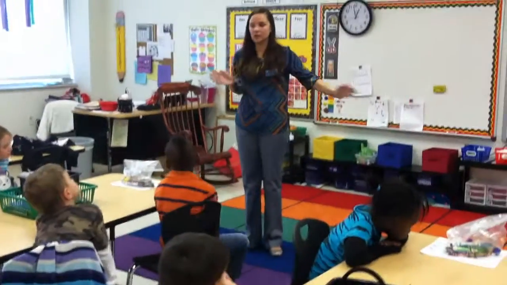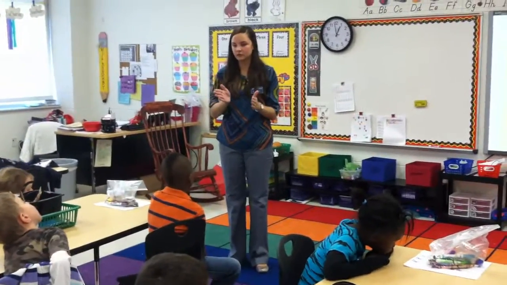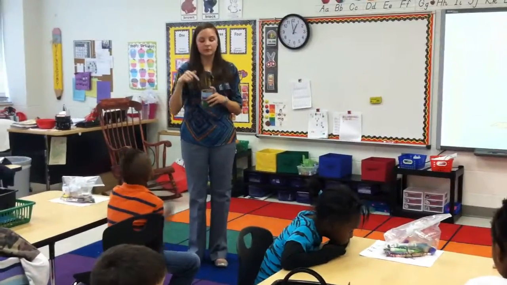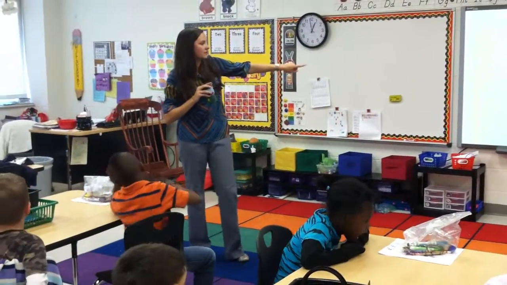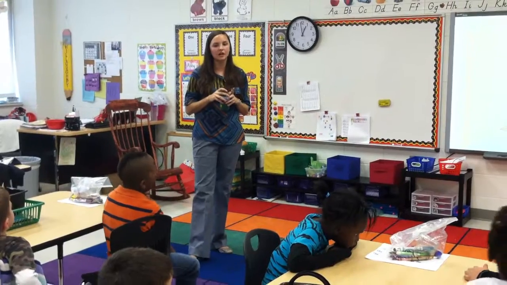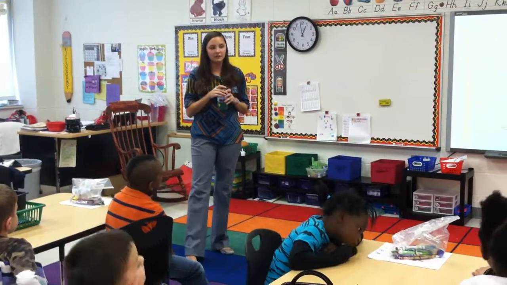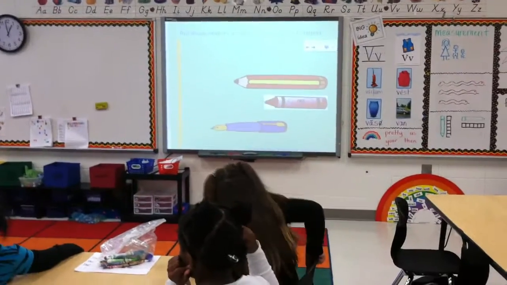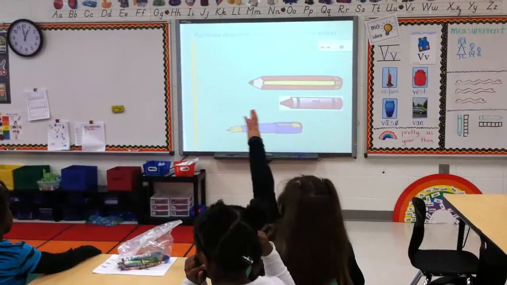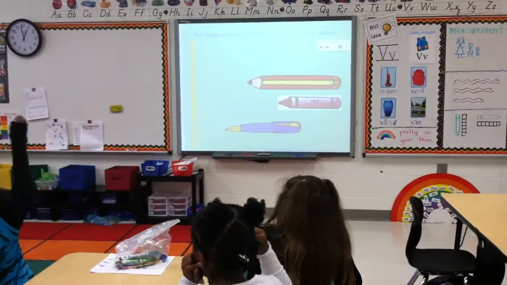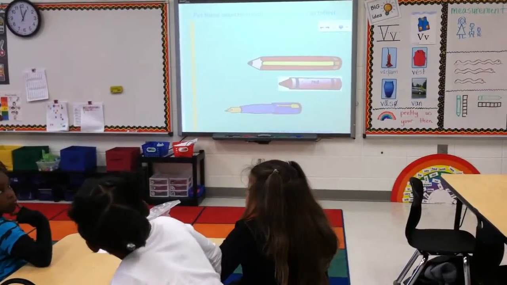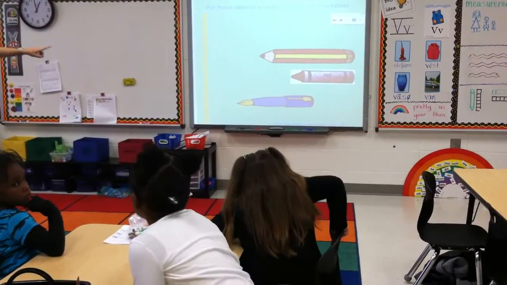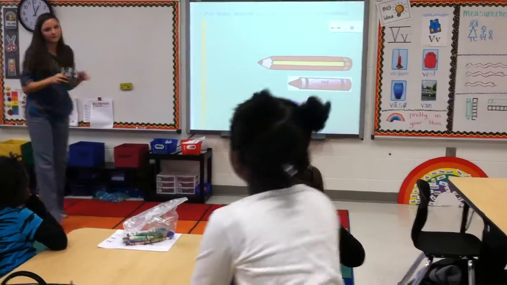We talked about things that were long and things that were short. I'm going to pull some friends, and you are going to tell me which of these pictures is the longest. So look at them. Think about it. Which of those is the longest? Lazaria, which one is the longest? The pencil. Can you come move the pencil to the top?